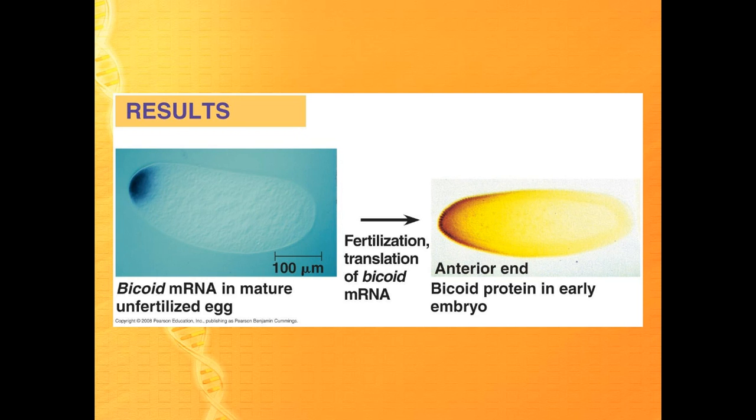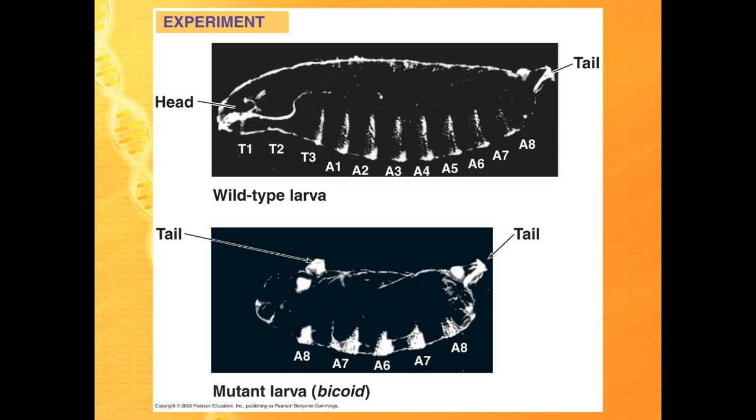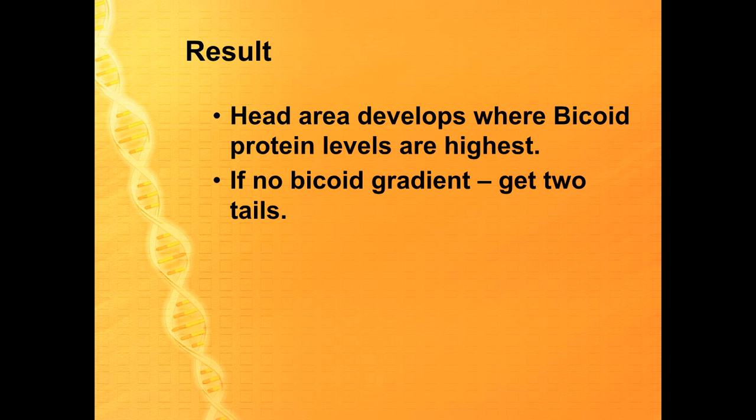That Bicoid is going to be dense, and as the pupa hangs, it's going to sink down to the bottom, and you're going to see a concentration gradient. So the head of the larva develops where there's a lot of Bicoid, and where there's not much Bicoid, that's going to be a tail. It's a chemical determinant that's going to mess with transcriptional control and translational control.